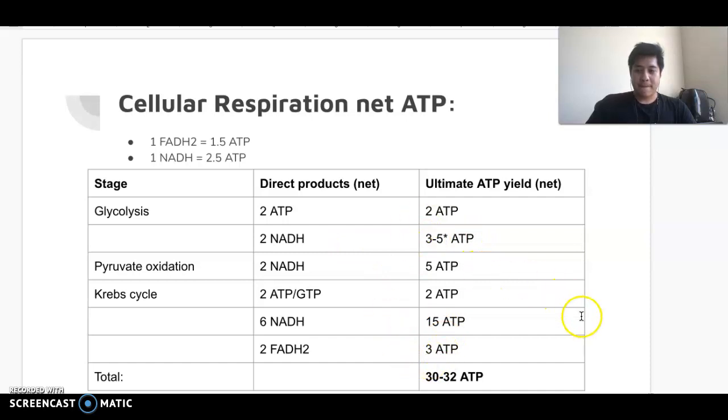So in summary, we started with 1 glucose molecule, and we underwent glycolysis, pyruvate oxidation, the Krebs cycle, and oxidative phosphorylation, and we're left with our net total of 30 ATP.